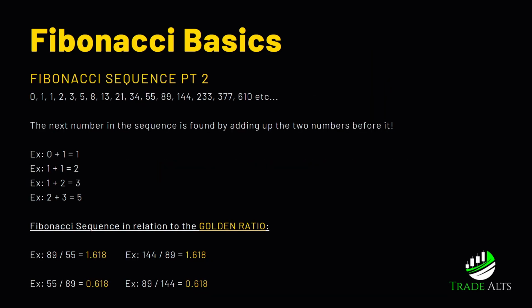So we're going to go back to the Fibonacci sequence just for a second. And I think you're going to start to see where the golden ratio comes into play and how intertwined it is with Fibonacci. Again, the Fibonacci sequence we went over earlier in the video is the exact same one as the previous slide. But look at the bottom section of the slide. The Fibonacci sequence in relation to the golden ratio, this is where it gets really, really interesting.